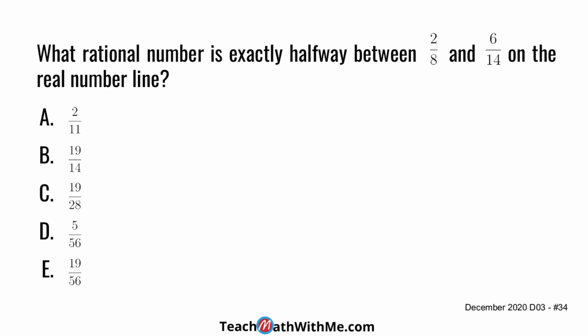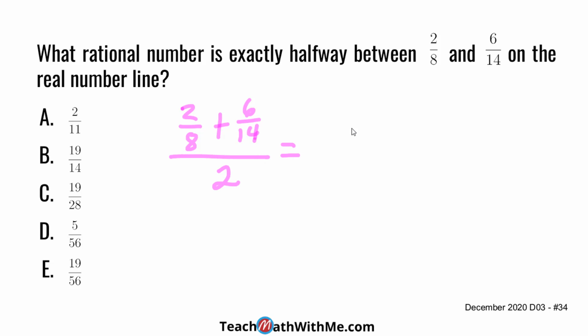Let's work this ACT math question from December 2020. It's number 34. It says, what rational number is exactly halfway between 2/8 and 6/14 on the real number line? And so I'm going to take these two fractional numbers, 2/8, add it to 6/14 and divide by 2. That's what I'm looking for.